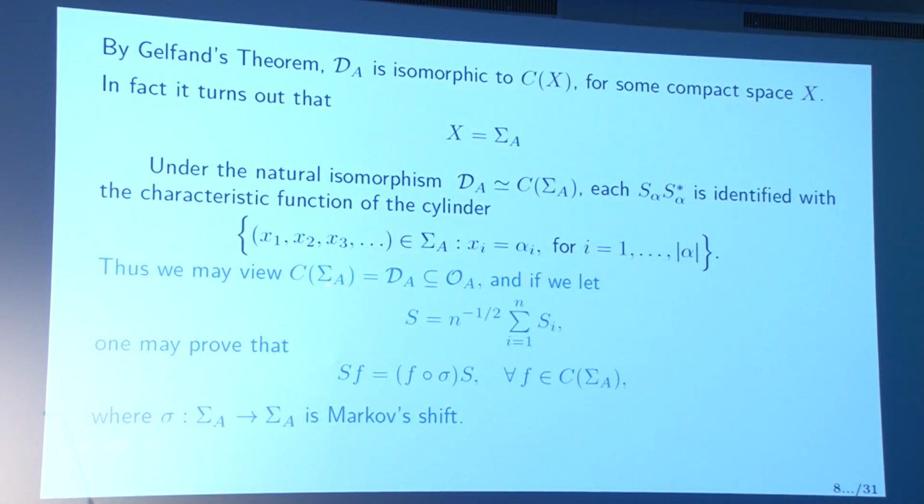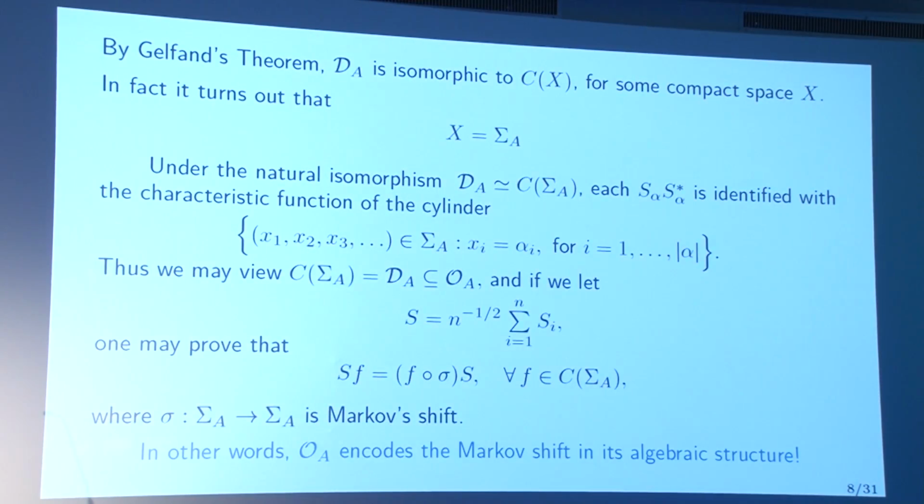So you may view the continuous functions, if you identify them with D_A inside of OA, and if you define the operator S to be this sum of the S_i, then there's a very interesting commutation relation which says that S F is equal to F composed with sigma. Sigma here is the Markov shift times S. So in a sense, we have that inside of this algebra OA, we have an algebraic encoding of the Markov shift.